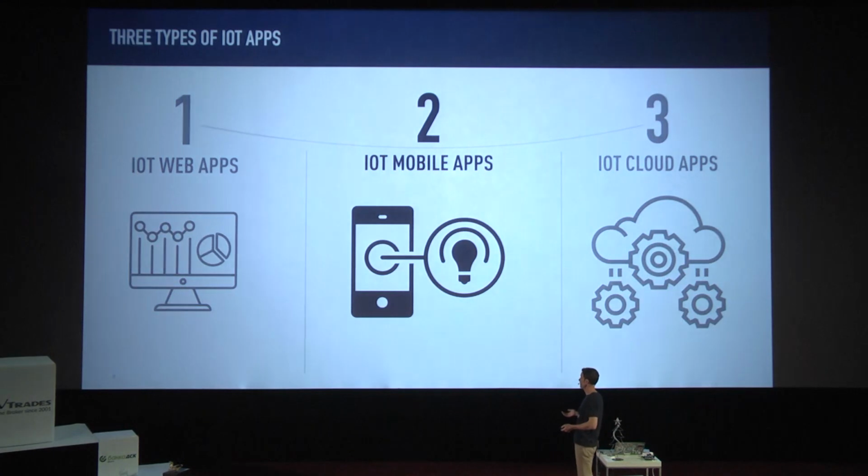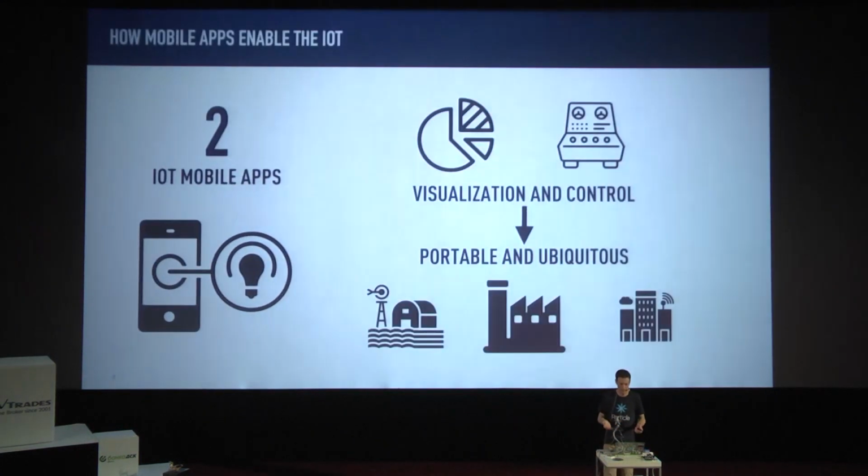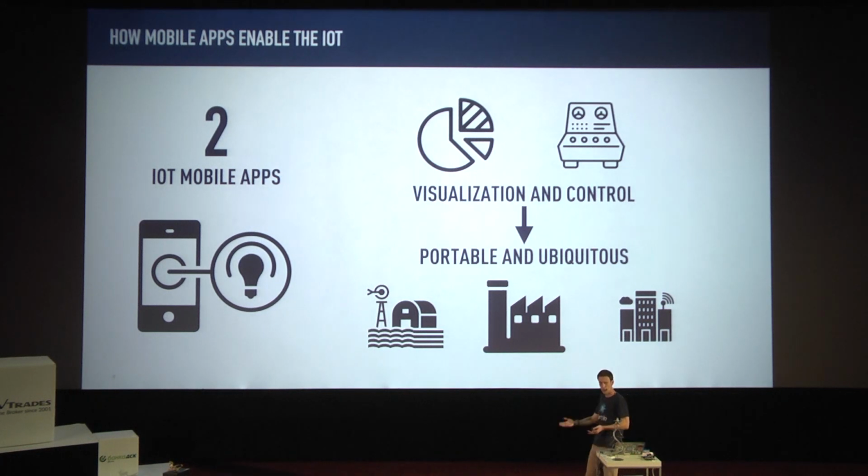Now, let's talk a little bit about IoT mobile apps, and things get a whole lot more interesting here. Why do we care about IoT mobile apps? Visualization is important in IoT mobile apps, but control is also important. The reason why we build these kinds of apps is because they are portable and ubiquitous, because they fit in our pocket, because we can use them on a shop floor, in our homes, on the go, on a farm. They work in many different cases.